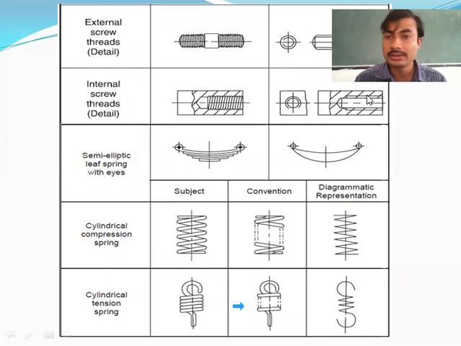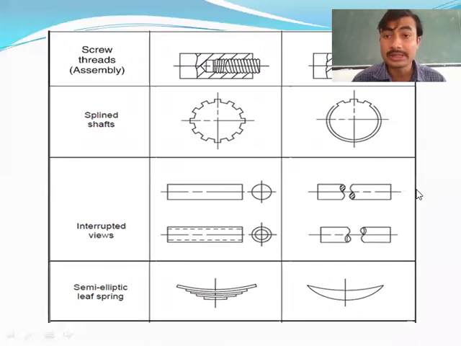The next part is screw thread assembly. Screw thread assembly is nothing but a combination of internal and external threads. Just now we discussed external and internal threads. The next one is the splined shaft. I'm going to denote that by the ellipse shape. So this is our splined shaft.